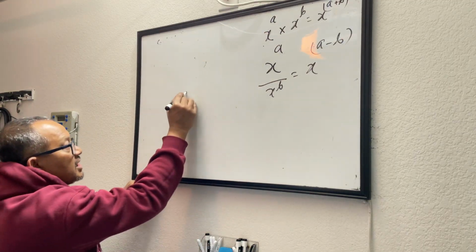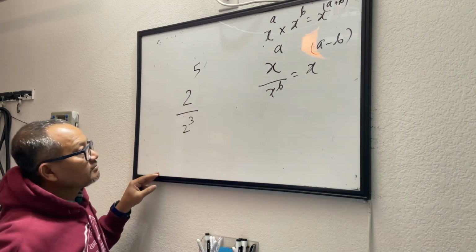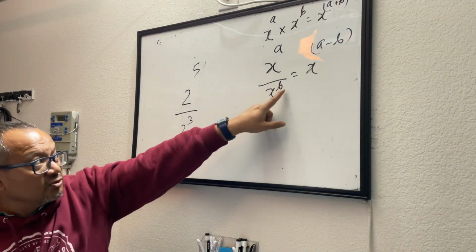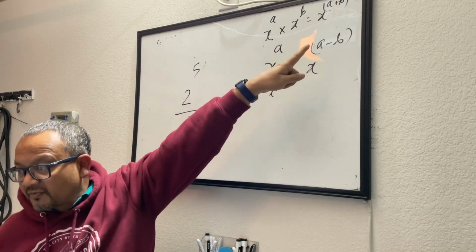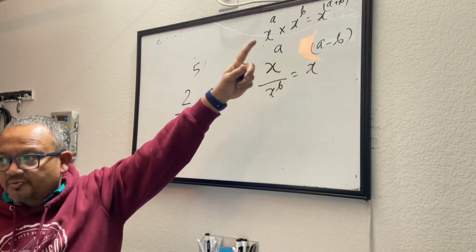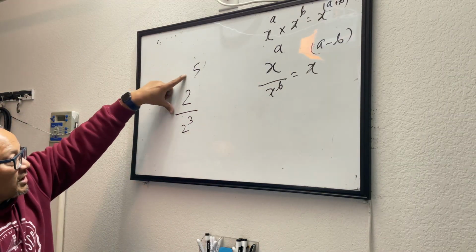Look at it. 2 to the power 5 divided by 2 to the power 3. If we believe this rule, then it will become 2 to the power 5 minus 3. That is 2 to the power 5 minus 3, which is 2 to the power 2. Everybody here? So now let's look at it.